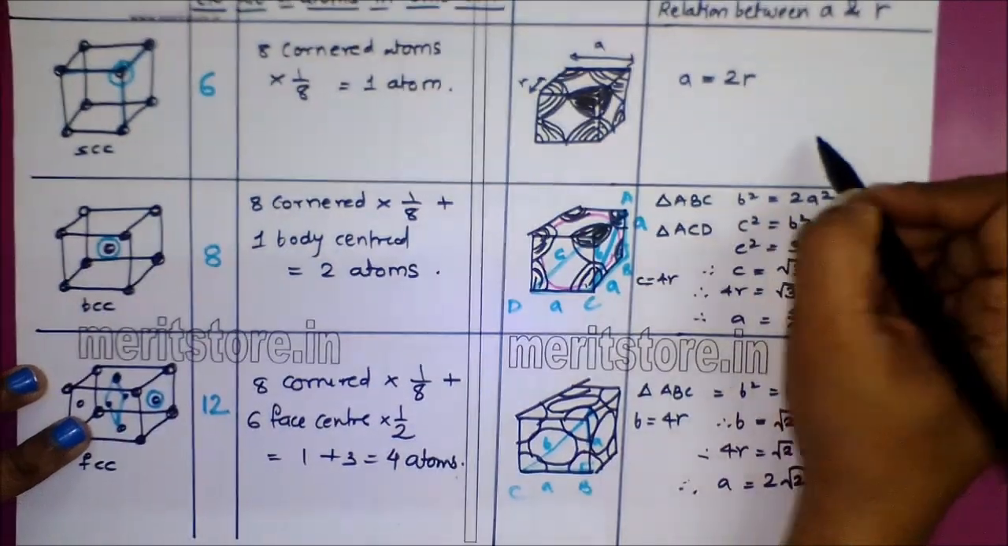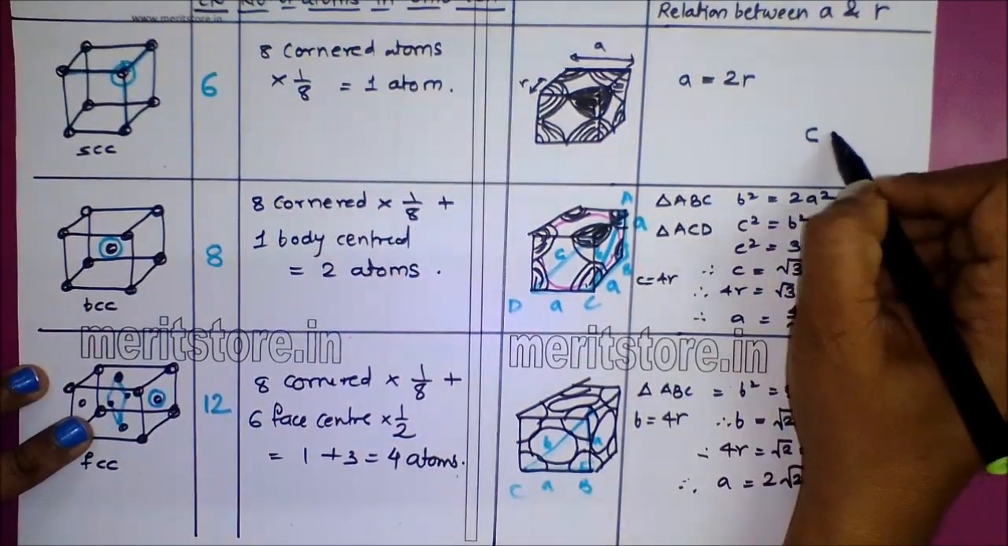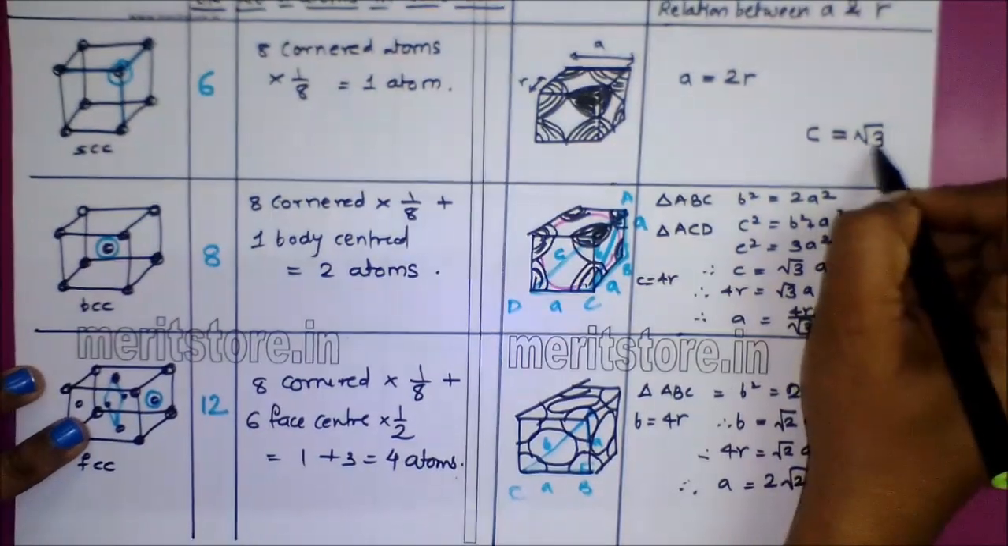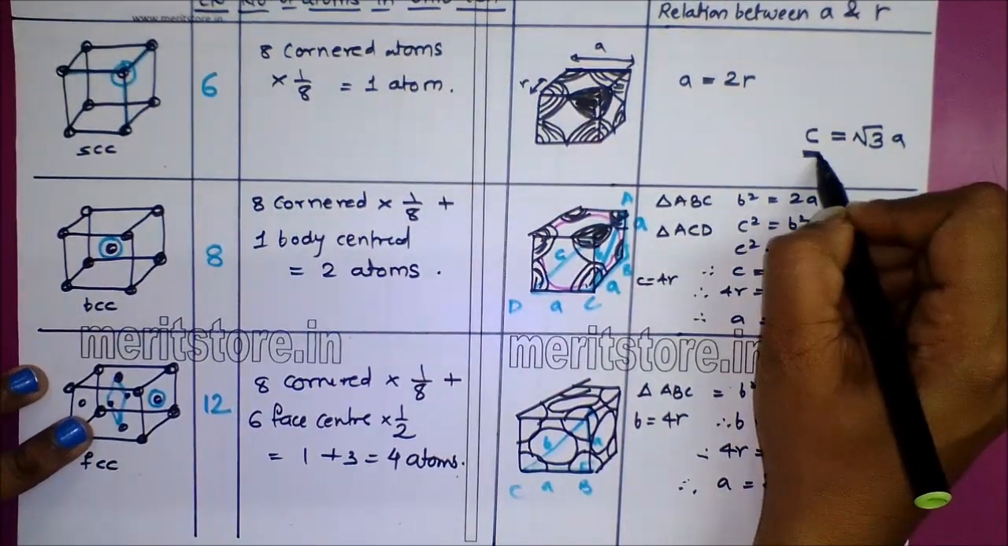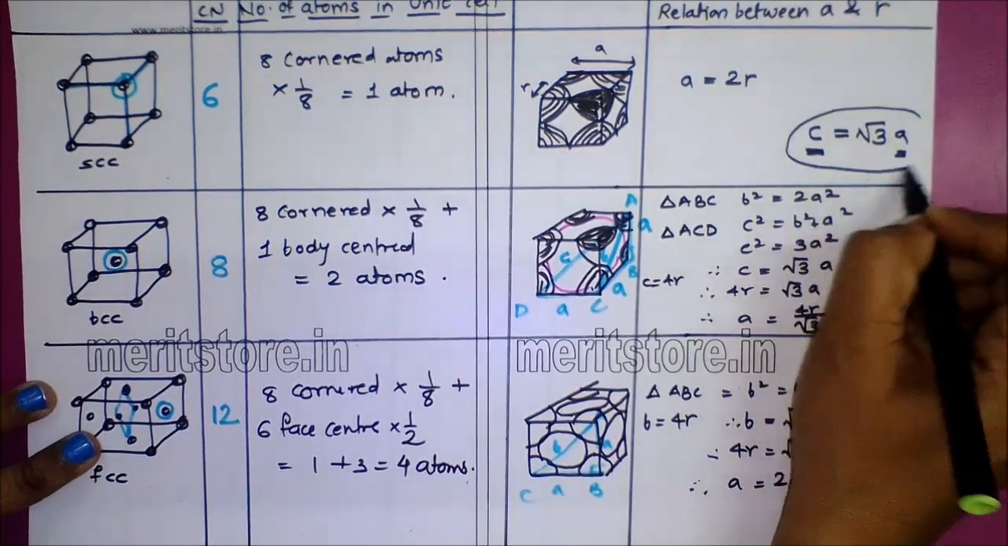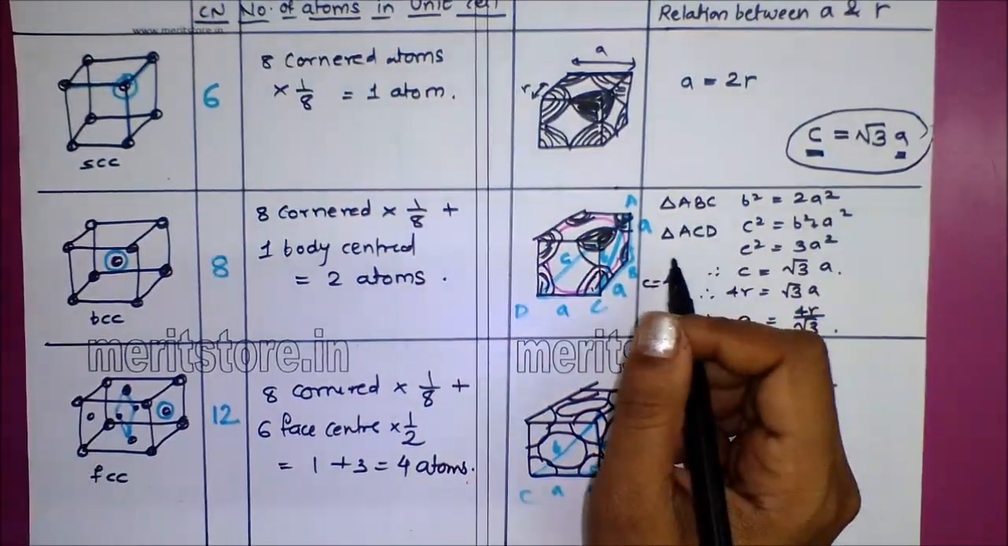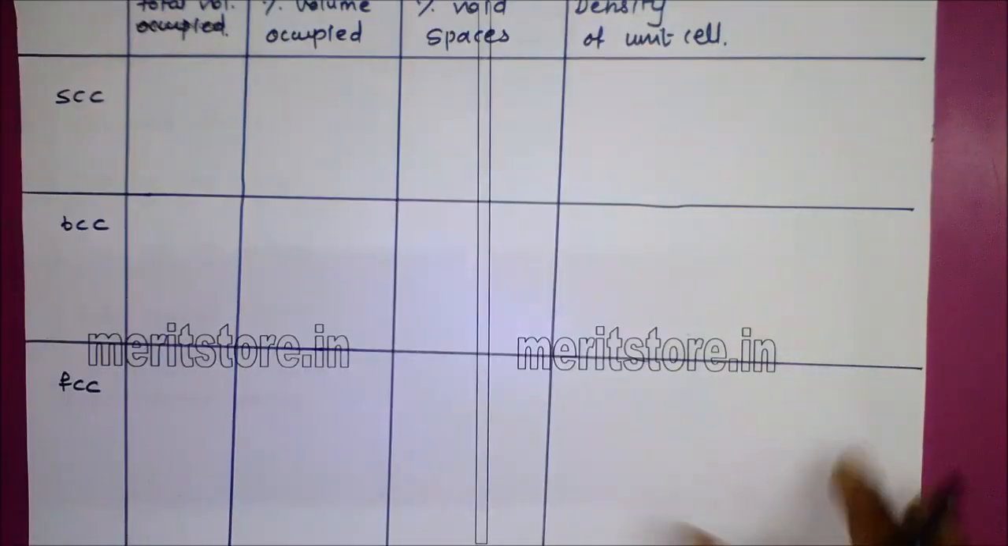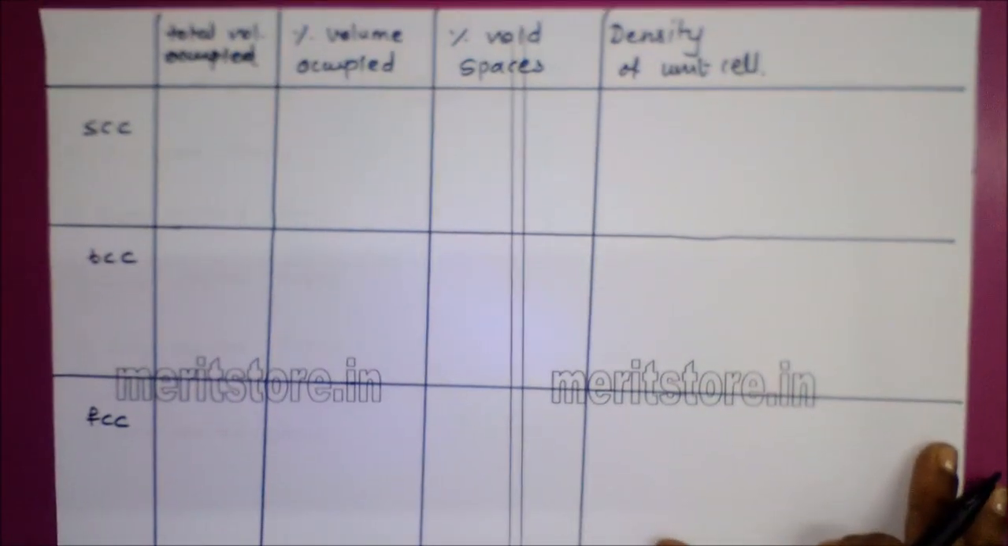For the numerical reason, students can also remember that C is equals to root 3 A. C is the diagonal of the cube and A is the edge length. So we can assume this, if the edge length is given, we can calculate the body diagonal of the cube. In the next part, we'll be talking about some more questions related to this.